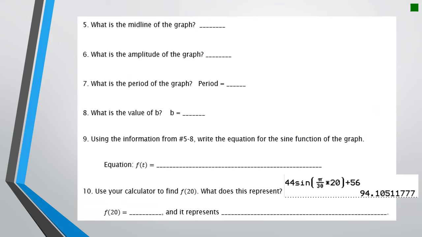So I'm going to go through and just fill them out. We discovered that the midline was y equals 56. The amplitude of the graph was 44. And the period of the graph was 60 seconds.